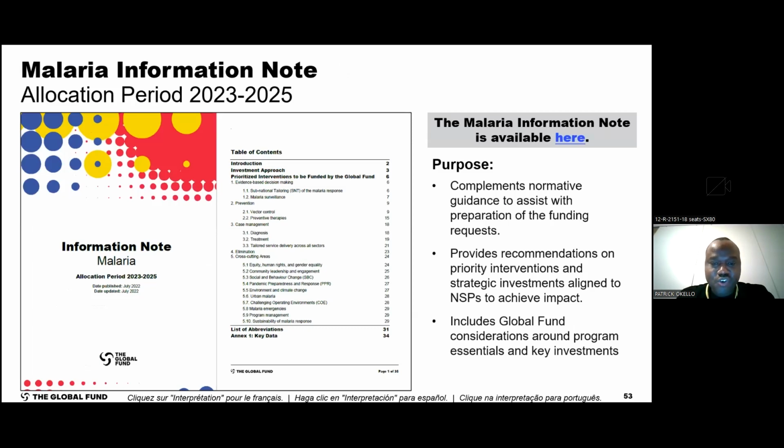For the malaria information note, we purposely made sure it is short enough for you to read, just about 30 pages. It's really to complement normative guidance. All of it comes from either WHO main guidance or partner guidance like PMI and so forth, picking and highlighting the key recommendations that we hope you will include in your funding requests so that they are aligned to your NSPs. And of course, linked to the whole issue of program essentials that all my colleagues have spoken to. Within malaria also, we have a list of program essentials that we hope you'll follow. Next slide, please.